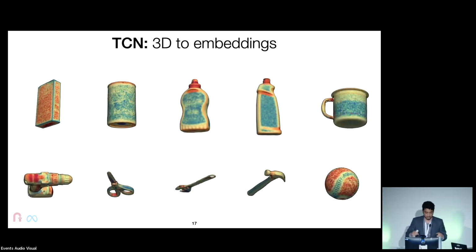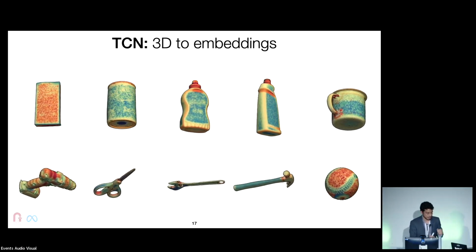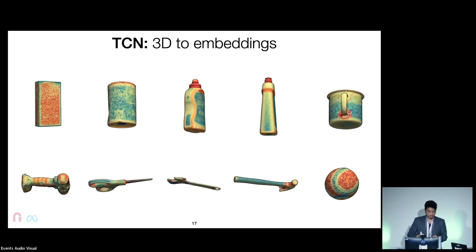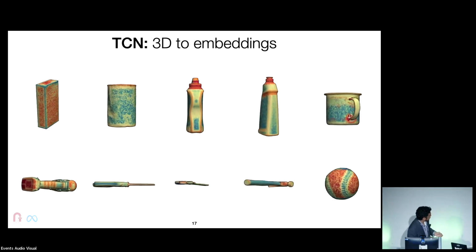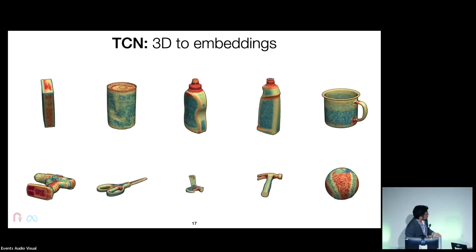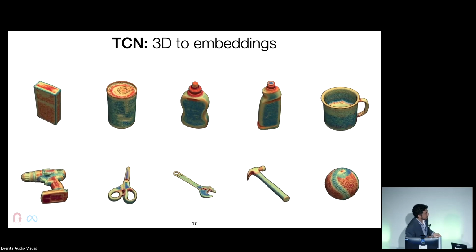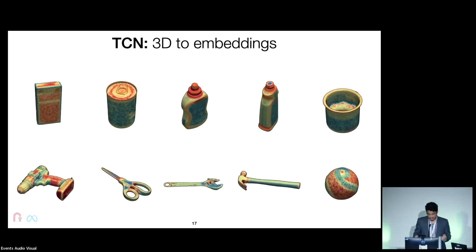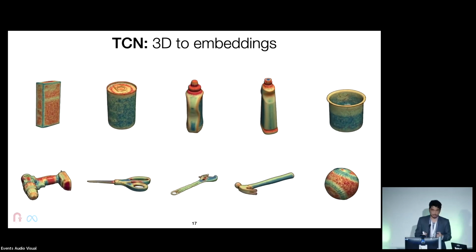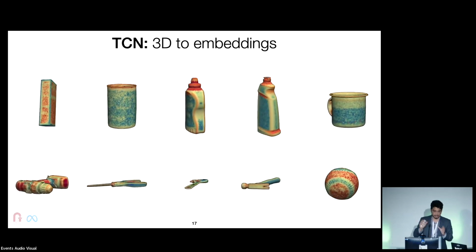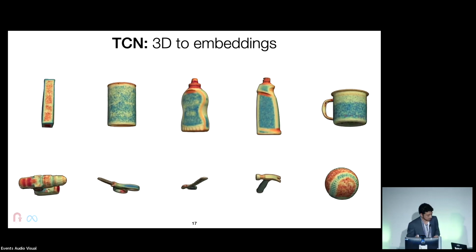So when we look across the board of all of these objects, we can see that we can delineate local geometries. So edges on the sugar box, for example, the sharp edges of the scissors, and even the threads of the baseball over here have distinct colors that are different from the rest, which shows us that in embedding space, these clusters are put together in that way.